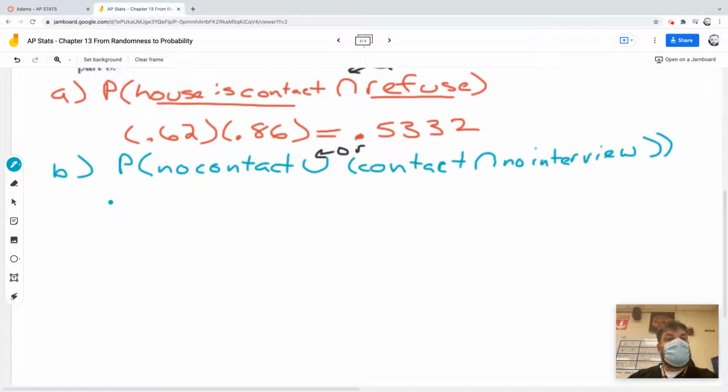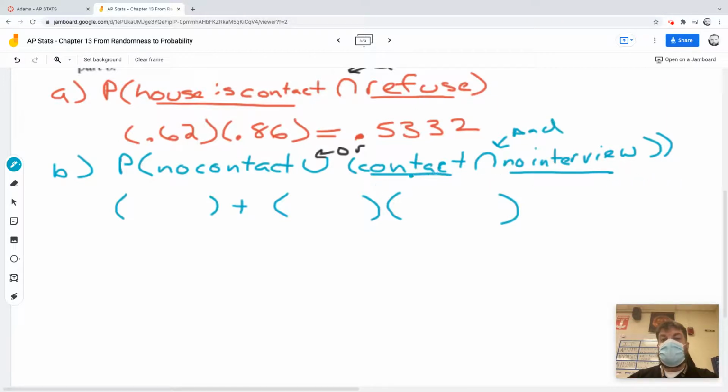So fail to contact. So basically what I need to do is I'm going to say this plus something times something, right? Because this one you got to multiply because of the and, right? That's how you figure out this probability. And then we got to figure out this one. So if I know that 62% is contact, then no contact is the complement. So I'm going to say 1 minus 0.62. That takes care of this component.